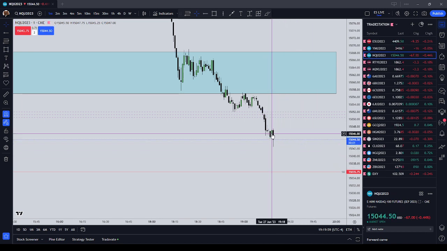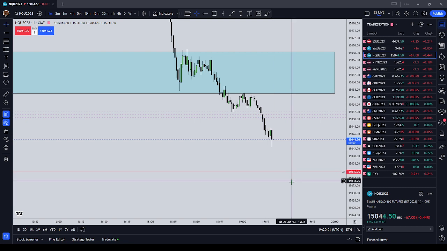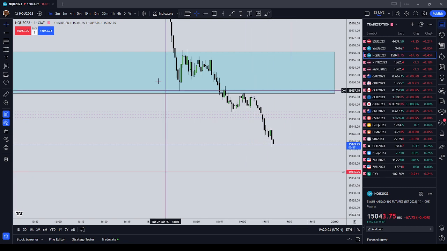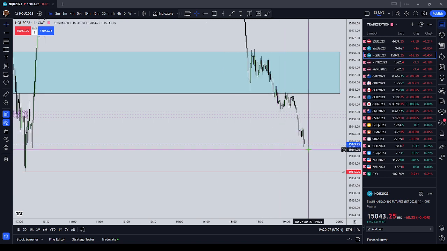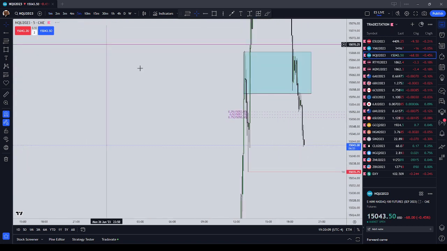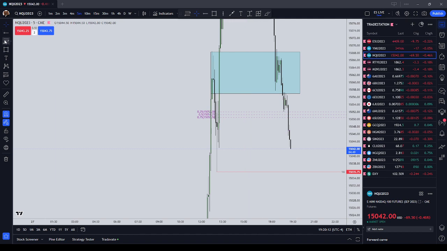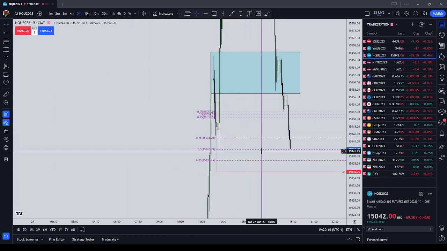Okay, still shooting lower. So you can see that's why I put my stop loss where I did. It's a decent place to find stop loss. Now I'm interested. We are wick inefficient. 042 evens.